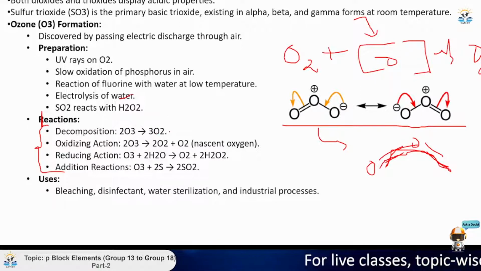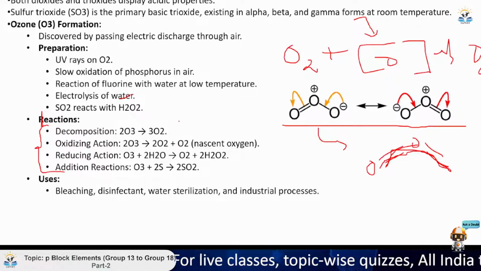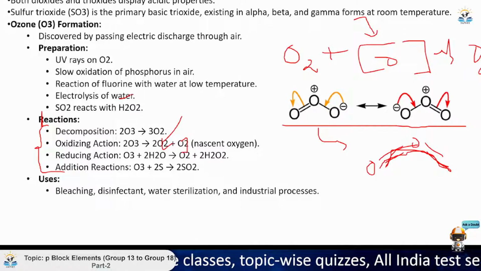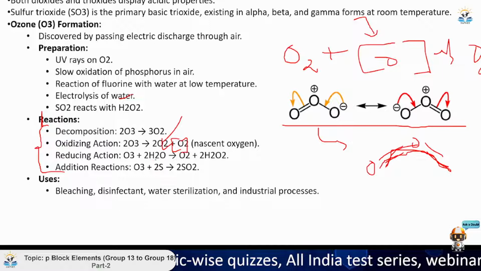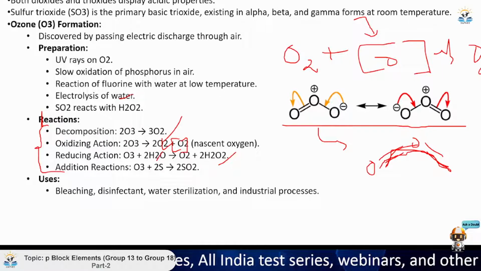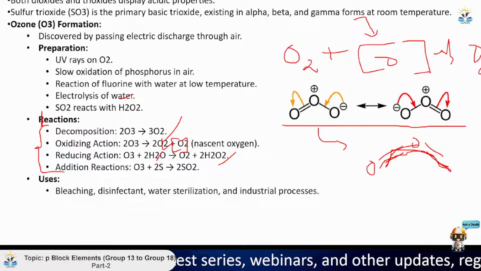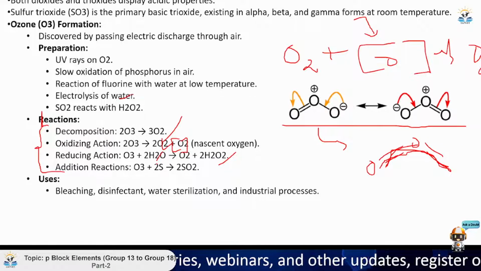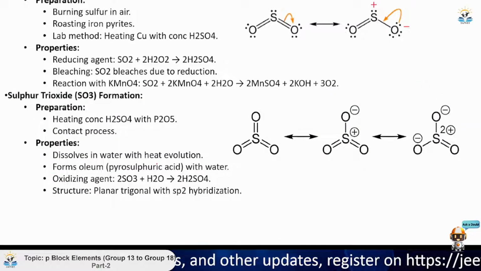Basically, it can decompose into O2, and it oxidizes, giving O2 and nascent oxygen. This should be nascent oxygen. And again, the reducing factor, you can see reduced water, H2O2. And again, an additional reaction where it's forming sulfur dioxide and everything that we know over here. Okay. Now let's talk a bit about sulfur dioxide.